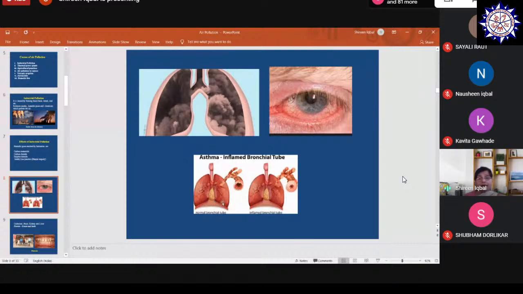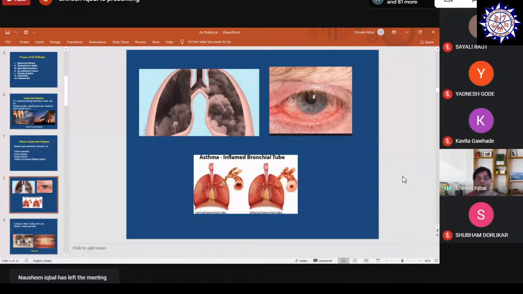And this is the third picture, that is, it also causes asthma, that is bronchitis. Bronchitis को ये form करता है, asthma हम जिसको बोलते हैं. And here these are the two pictures. The first one is the normal bronchial tube, and in the second one, you can see this is the inflamed bronchial tube.